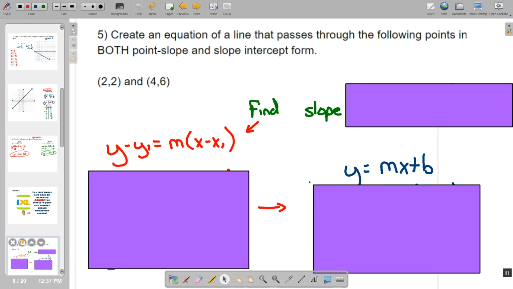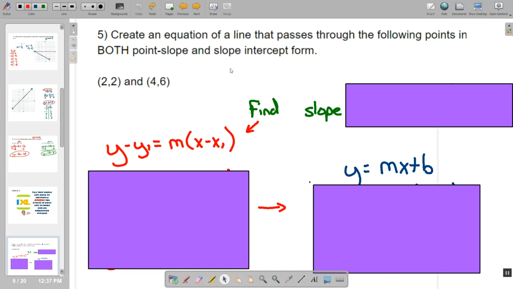Question 5 is kind of a long question, so we have to make sure we break this up into a few different parts. We need to create an equation of a line that passes through the following points in both point-slope form, which is right here, and slope-intercept form, which is right here.